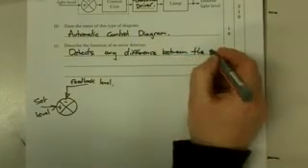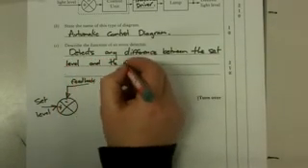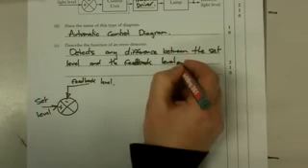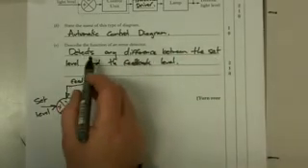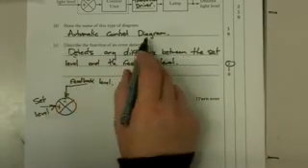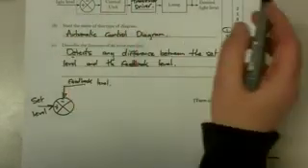So let's see if we can do this. Detects any difference between the set level and the feedback level. That's it. 2 marks. Mark for detecting a difference between the two levels. 2 marks. Automatic control, 1 mark. And the control diagram complete, 2 marks. Easy marks every year.